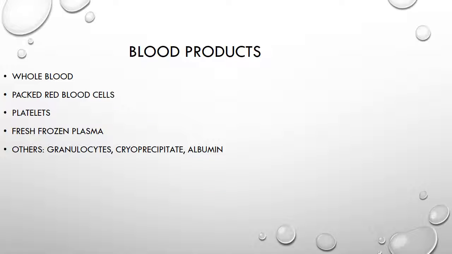We went over blood products a little bit in advanced pharm last semester. Some of the blood products that we can administer to our patients in the hospital setting are whole blood, packed red blood cells, platelets, FFP or fresh frozen plasma. Then we have some other blood products that we may be giving: granulocytes, cryoprecipitate, albumin. Those are all considered blood products. There are different nursing considerations that we need to look at when we're administering these various types of blood products to our patients.